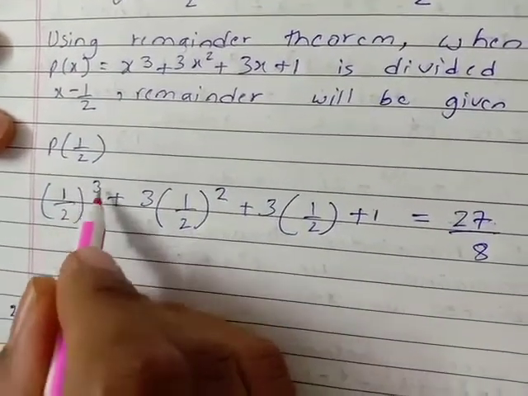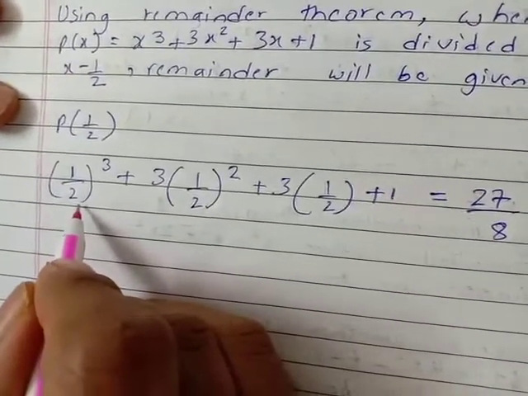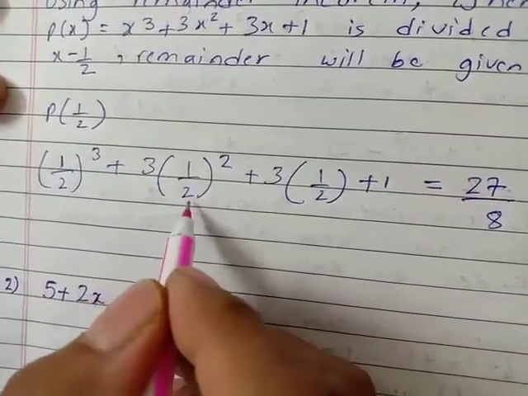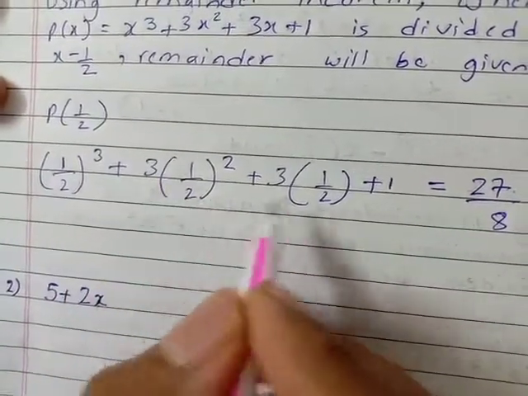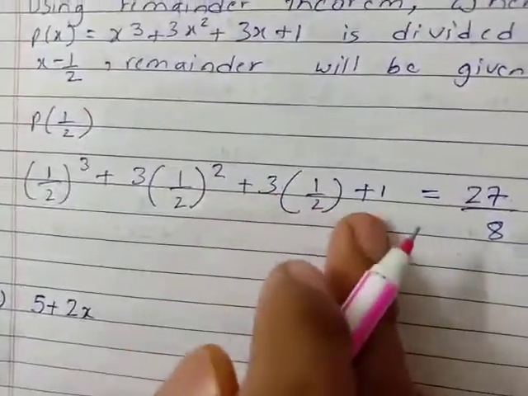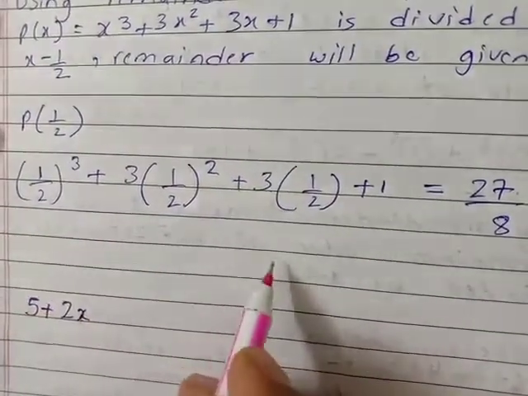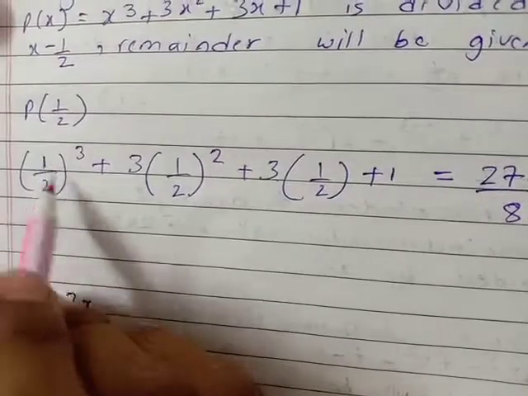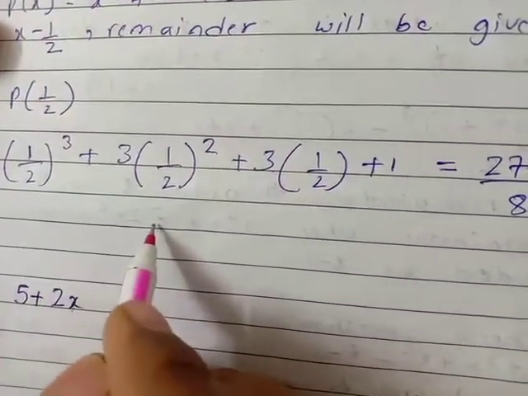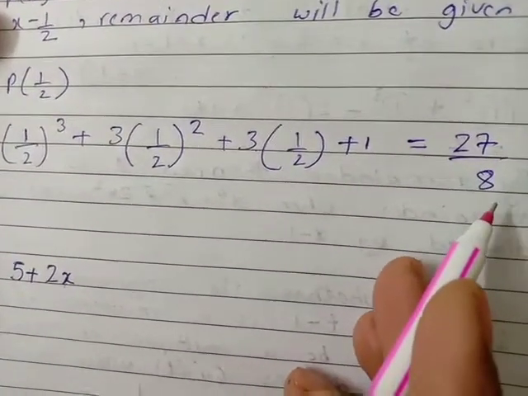1 by 2, 3 times: 1 by 2 into 1 by 2 into 1 by 2, so it will be 1 by 8. This will become 1 by 2 into 1 by 2 two times, so 1 by 2 into 1 by 2 is 1 by 4. So this will be 3 by 4, then this will be 3 by 2 and plus 1. If you take the LCM, it is 8. Respective numerators you have to multiply to get the LCM 8. So the answer is 27 by 8.